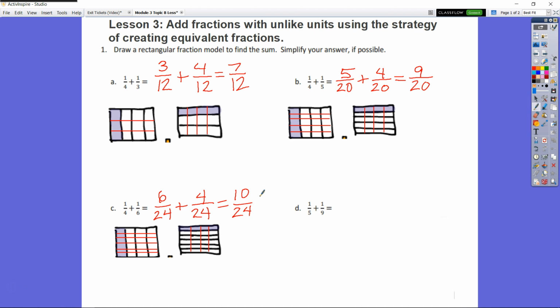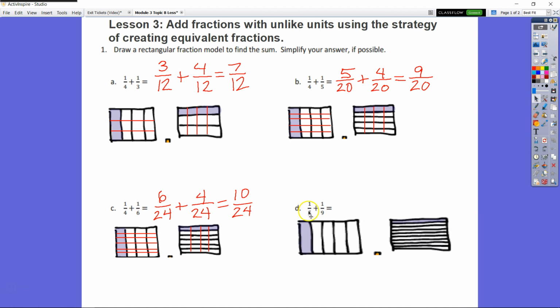All right. Last but not least, let's take a look at D here. All right, so now I have 1/5 plus 1/9. I know that I cannot add my fifths to my ninths. I can't just say 2/14. That wouldn't be correct. I have unlike denominators, so I have to find the lowest common denominator here. In this case, if I skip counted by 5s and I skip counted by 9, the first number that I would come to that's the same is 45.